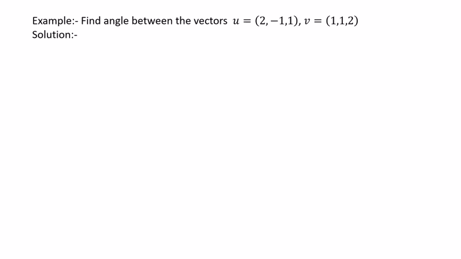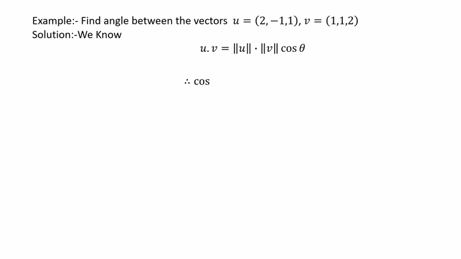In the first type, they will give you some vectors and ask you to find the angle between these two vectors. For example, find the angle between the vectors u equal to (2, -1, 1) and v equal to (1, 1, 2). Now the method to solve this example: you already know the definition of dot product, right? The definition is u dot v equal to norm u into norm v into cos theta. So from this equation we can find the value of cos theta. It's very easy to find.